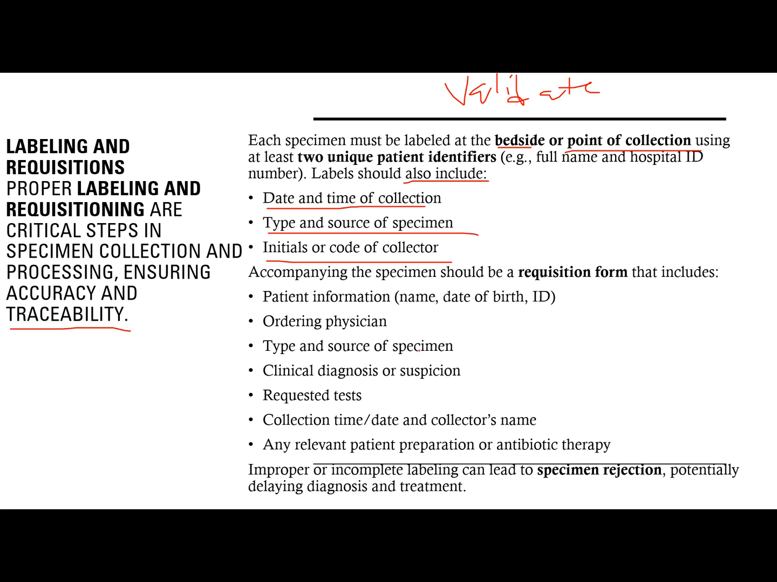Yung request form, class, should have the following: ang patient information, name, date of birth, ID number sa hospital, ordering physician, type and source of specimen, anong klaseng sample yan, saan kinolek, clinical diagnosis or suspicion, what is the possible diagnosis. Does the patient have tuberculosis? Does the patient have cancer, pneumonia? The patient is suffering from anemia? Then what are the requested tests?